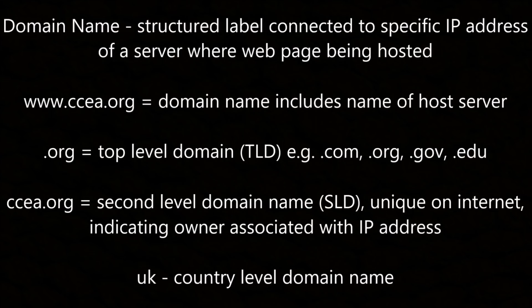A domain name is a structured label connected to a specific IP address of a server where the web page is being hosted. www.cia.org is a domain name including the name of the host server. .org is a top-level domain. Examples include .com, .org, .gov, and .edu. cia.org is a second-level domain name, unique on the Internet, indicating the owner associated with the IP address, and .uk is a country-level domain name.